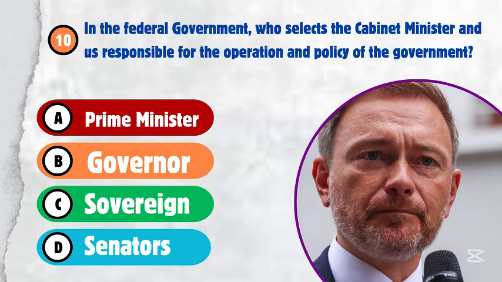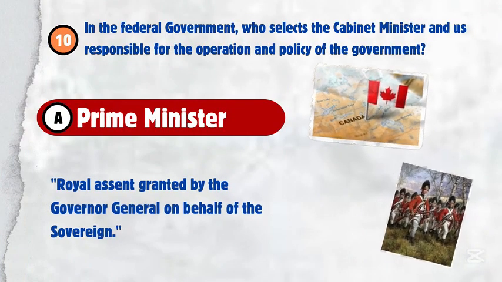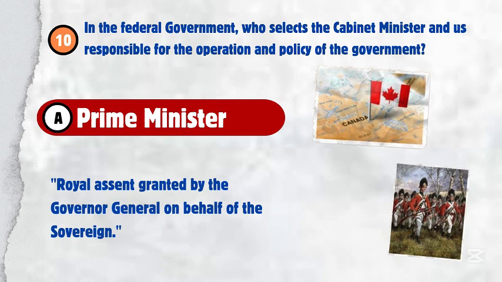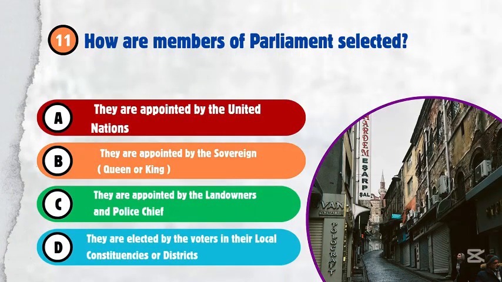10. In the federal government, who selects the cabinet ministers and is responsible for the operation and policy of the government? A. Prime Minister, B. Governor, C. Sovereign, D. Senators. Answer: A. Prime Minister. In the federal government, the Prime Minister selects the cabinet ministers and is responsible for the operations and policy of the government.